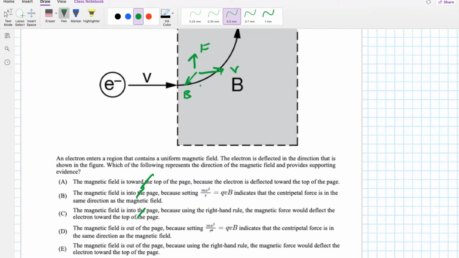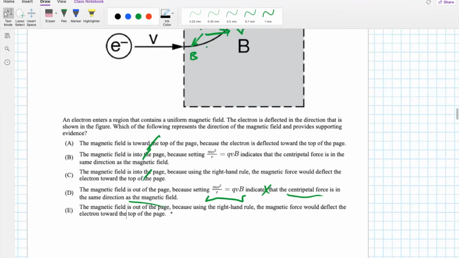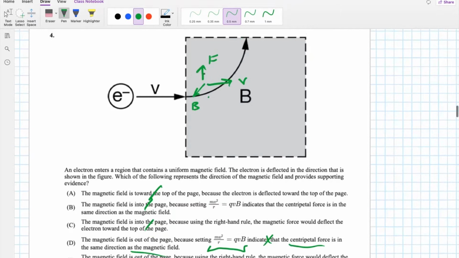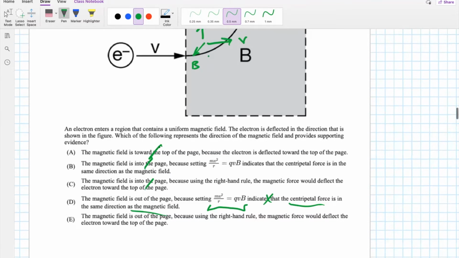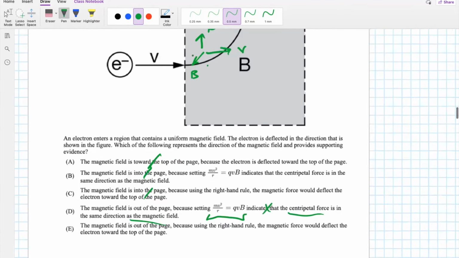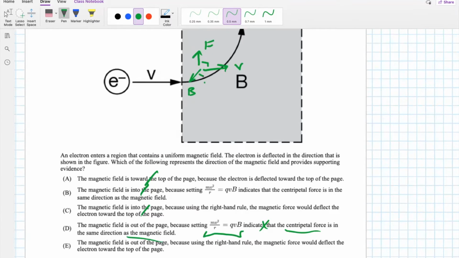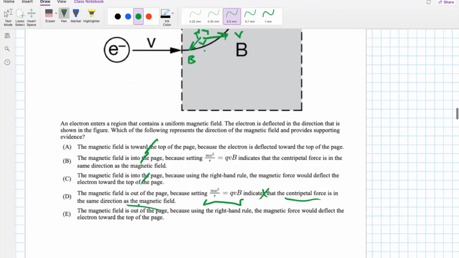Because setting mv squared over r equals qvB indicates that the centripetal force is in the same direction as the magnetic field. No. This part is true as a physics principle for this scenario. That is an equation that applies, but this is not the supporting evidence that works. It being the centripetal force is kind of weak. I think we do recognize that the centripetal force is that magnetic force and it's upward, but I think we should probably be talking something more about the right-hand rule and the directionality relations between all of these vectors here. They should all be perpendicular to each other.